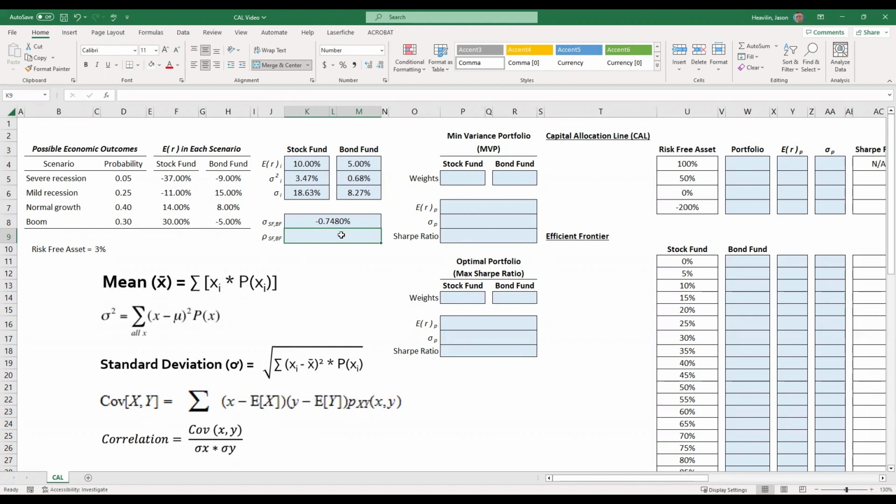Last but not least, for this video, we're going to calculate correlation. We're going to follow this formula here. So correlation, we're going to take the covariance and we're going to divide it by, it's important to put the parentheses here as well, the standard deviation of the stock fund times the standard deviation of the bond fund. And that's what that formula is doing. And that's all we do. And that is our correlation.